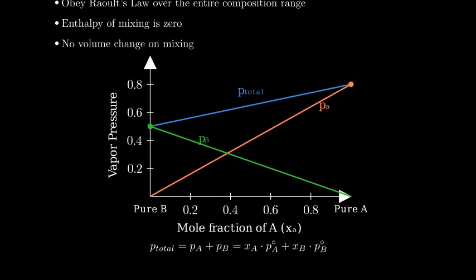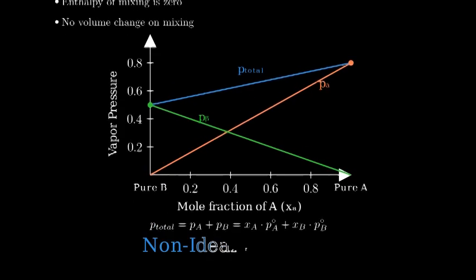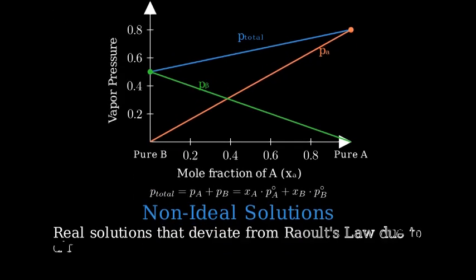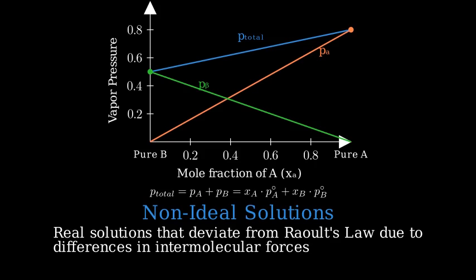Now, let's look at non-ideal solutions. In reality, most solutions don't behave ideally because the interactions between different molecules are not the same as between identical molecules. Non-ideal solutions deviate from Raoult's law. These deviations can be either positive or negative.